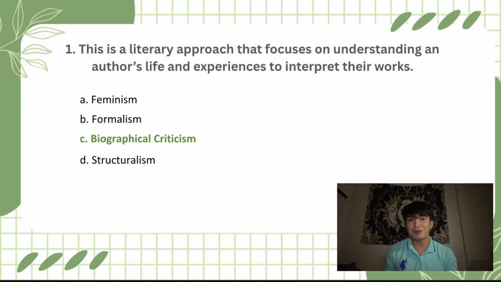Now let's proceed to letter B, formalism. Well, formalism focuses strictly on the text itself, its structure, language, symbols, and styles being used in writing the text. And for letter D, structuralism looks at literature as part of a larger system of language and cultural structures. It analyzes patterns, symbols, and underlying rules that shape stories and meaning. Well, it's more about universal structures in language and narrative than the author's personal experiences. So the correct answer for this question is letter C, biographical criticism.